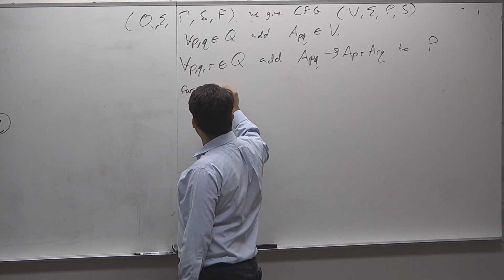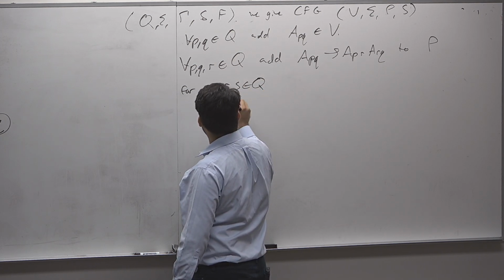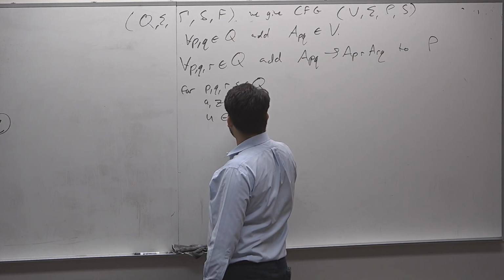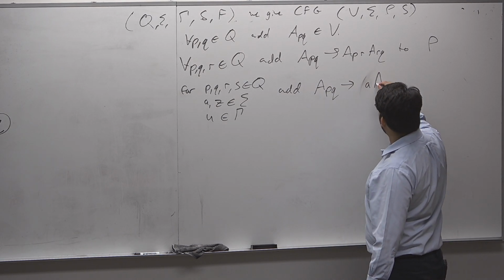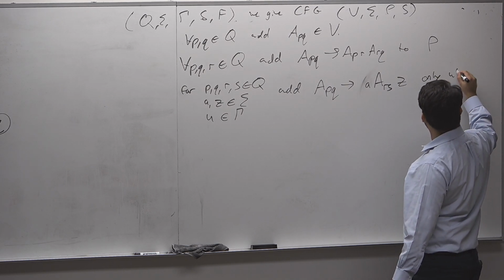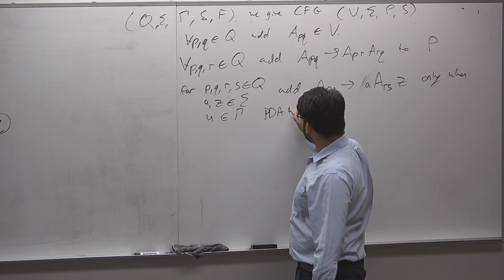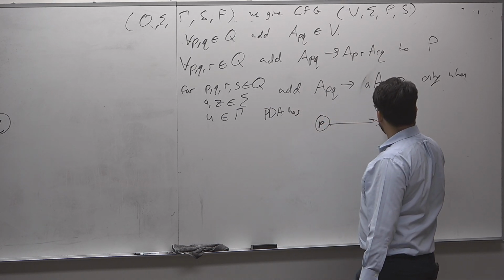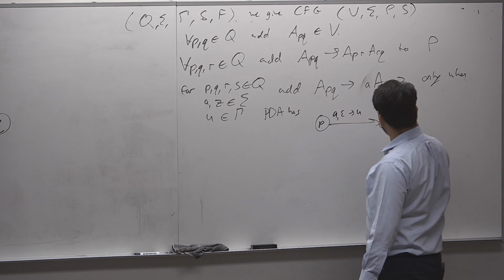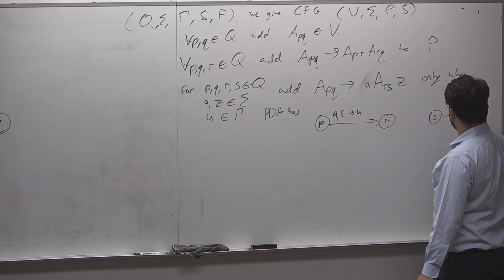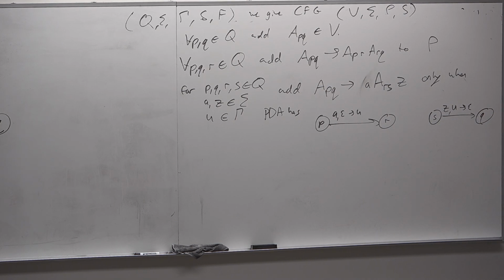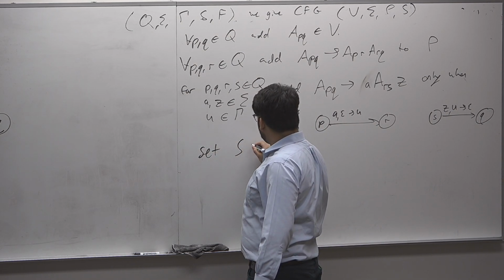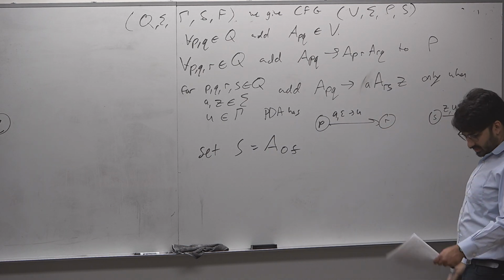For P, Q, R, S in Q, a, z are in our input alphabet, and u is in our stack alphabet. Add A_PQ goes to lowercase a, A_RS z, only when the PDA has that structure: P to R, read an a, pop nothing, push a u, then at state S, read a z, pop the u, push nothing, and go to state Q, right? Okay. And then set S to be A_0F, right?